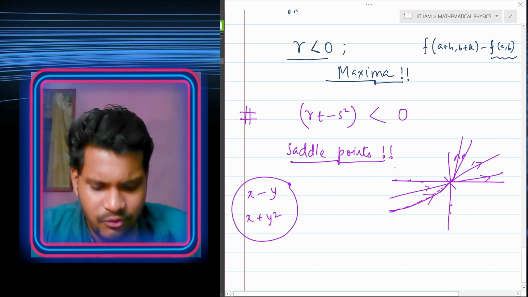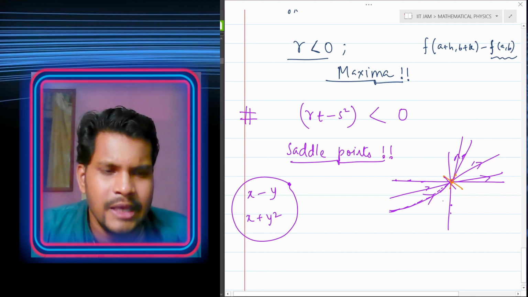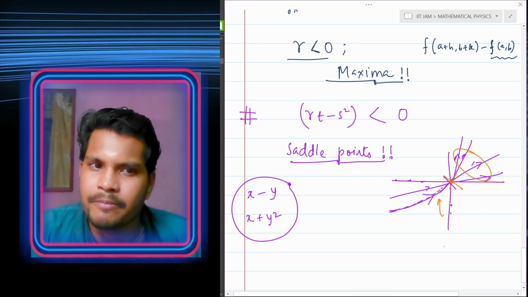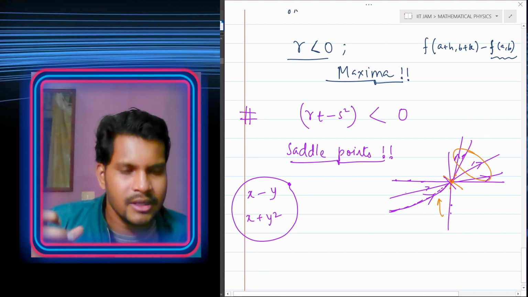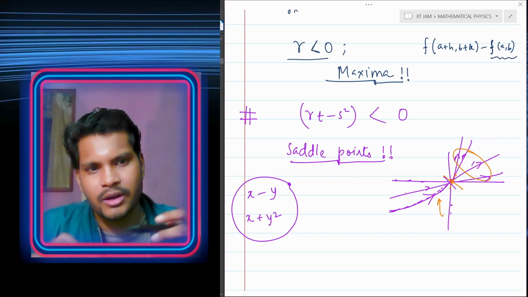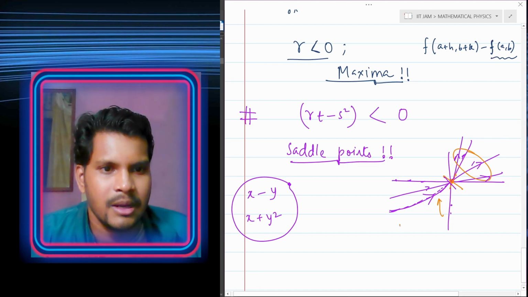From this point's perspective, what is happening? From this perspective it is a maximum, and from this other perspective it is a minimum. So this point, in a certain sense, sometimes attracts some trajectories, some vector points, and then after a certain time all the vector points leave from this point. In terms of dynamical stability, we call it an attractor as well as a repeller.